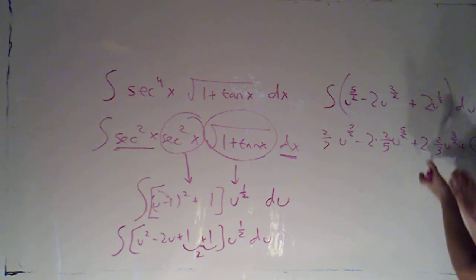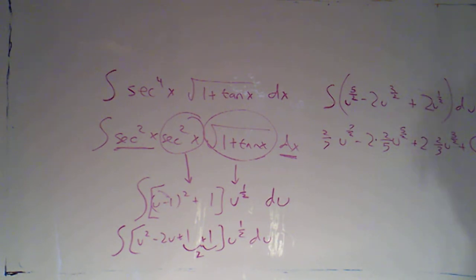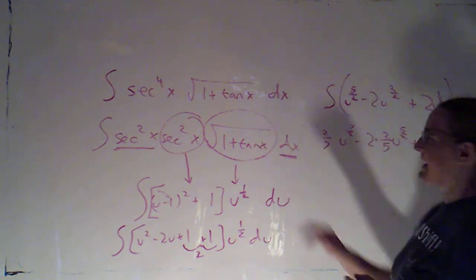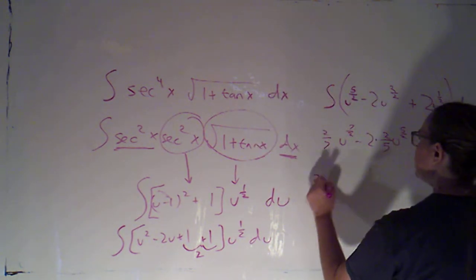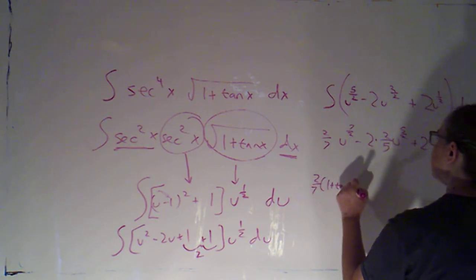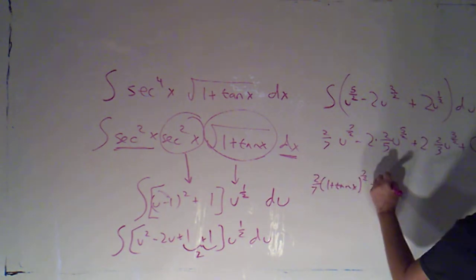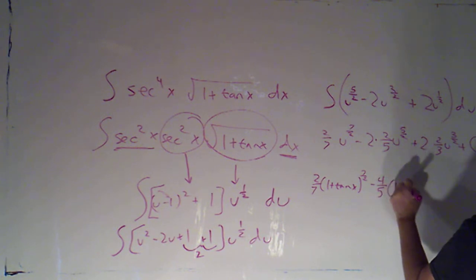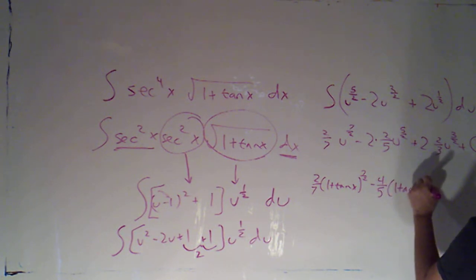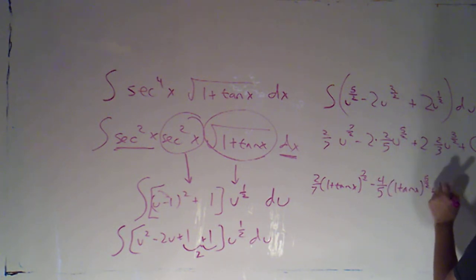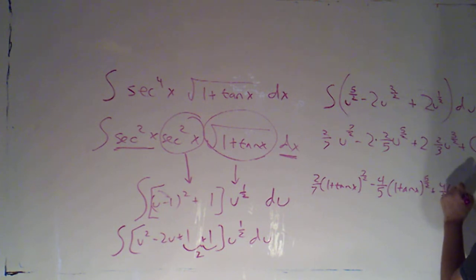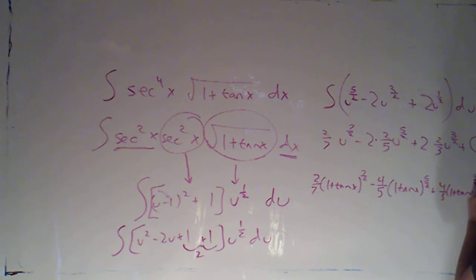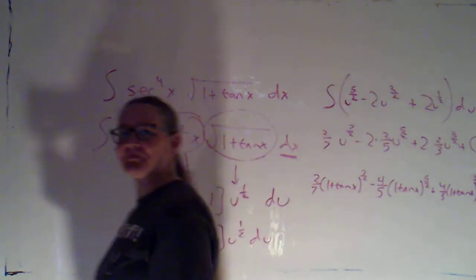So all I'm going to do now is multiply out the coefficients and substitute back in what u was. Remember, u was 1 plus tan x. So we're going to get 2/7, 1 plus tan x to the 7/2, minus 4/5, 1 plus tan x to the 5/2, plus 4/3, 1 plus tan x to the 3/2, plus c. All right, and so there's our integral. Excellent.